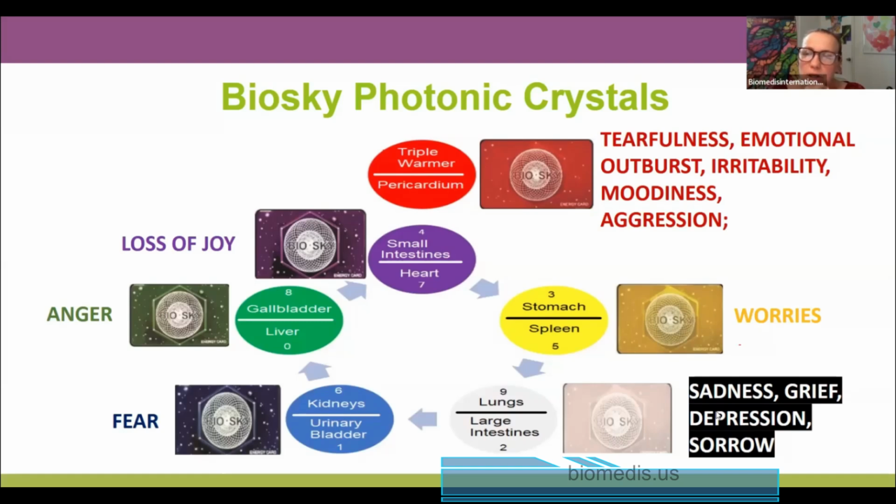The red crystal is the most popular because the triple warmer and pericardium affect all the meridians in the Chinese medical system. It is recommended specifically for negative emotions like tearfulness, emotional outbursts, irritability, moodiness, aggression. It also helps with focus and memory. The yellow one is for stomach, spleen, and pancreas, and helps with worries. And the lung and large intestine, the white crystal, helps with sadness, grief, depression, and sorrow.